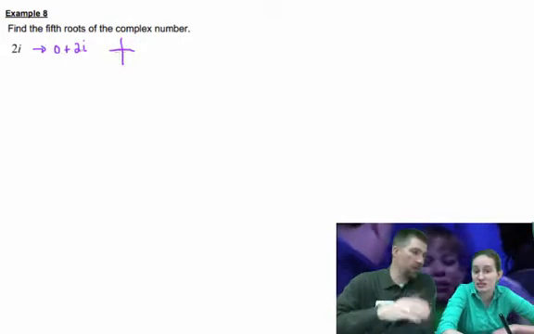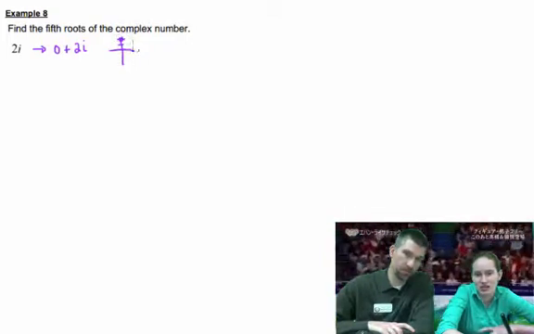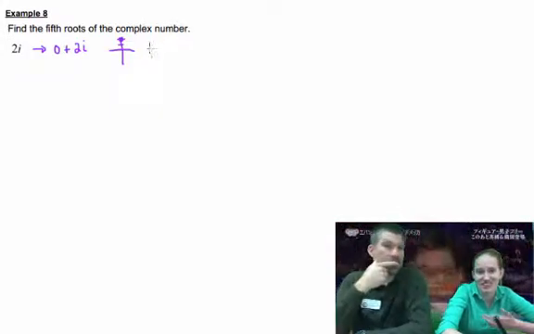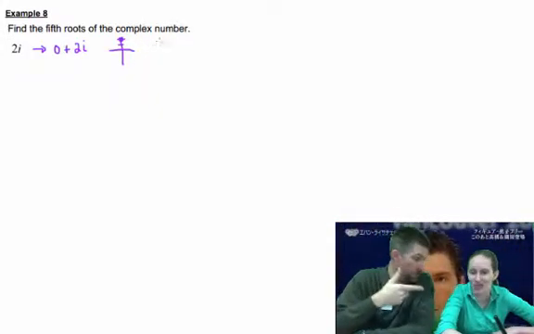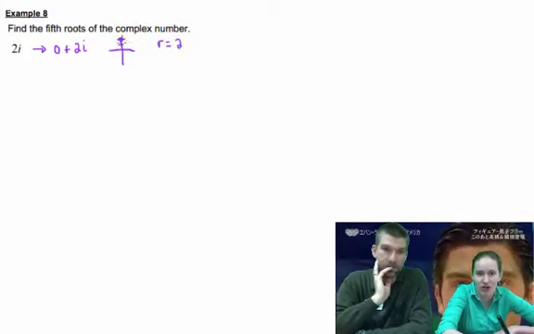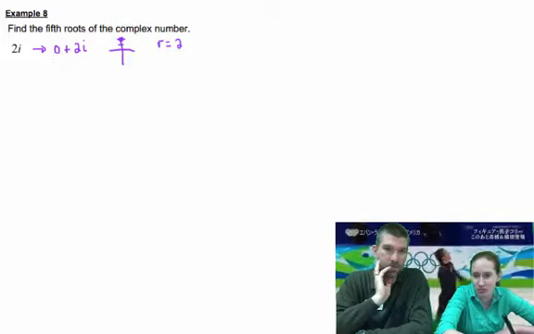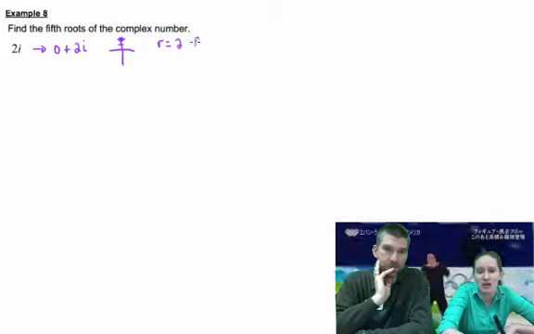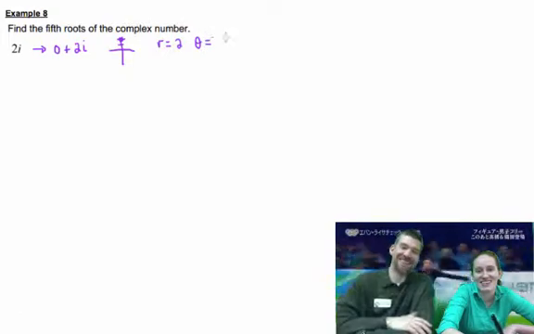Oh, I already know what r is. Yeah, what is it? 2. That's right, because our point is up here at 90 degrees. Oh, that's helpful, that it's at 90 degrees. Or pi over 2. So r is 2, because that's how far it is from 0. You can do the Pythagorean theorem on it, and it'll still tell you it's 2. Theta is pi over 2.